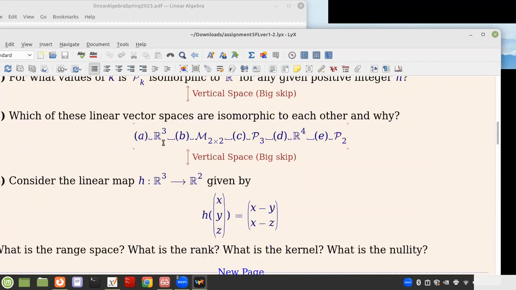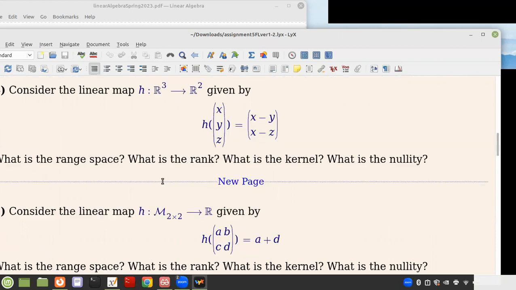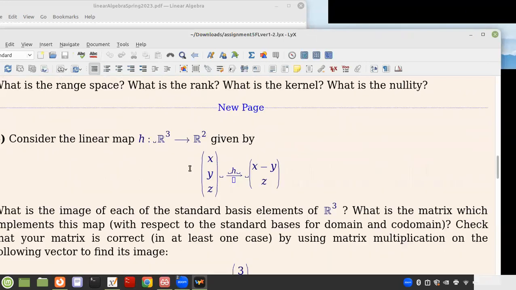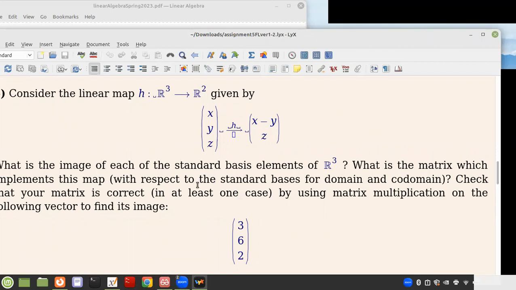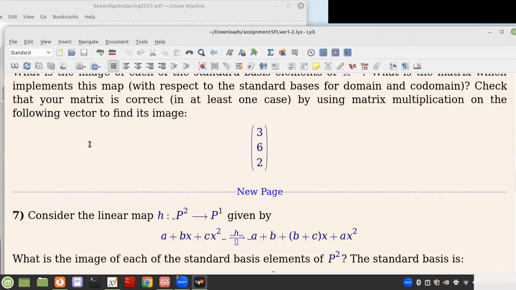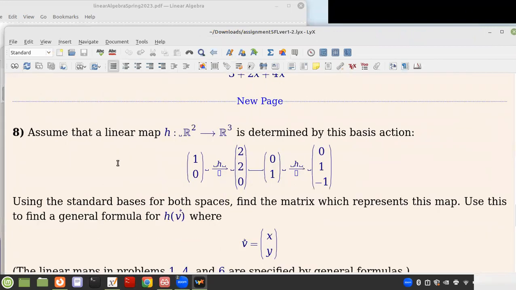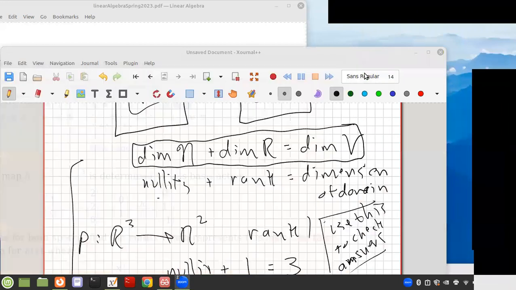And then here's an isomorphism question. Then this is what's the range space, the rank, the kernel, and the nullity of a map here. Same thing here. And the later questions, 6 and above, all deal with matrices, which is stuff we haven't talked about yet. So you can work on the first half of the assignment so far.